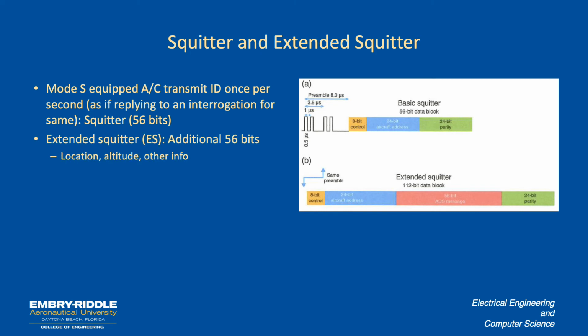We can also use 112-bit data blocks, and that gives us what's called extended Squitter, where again there's going to be an identifying 8 bits to say what this block consists of, and then you have the aircraft address, and then you have a 56-bit message, which could include the altitude, location, velocity, and then you have 24 parity bits.